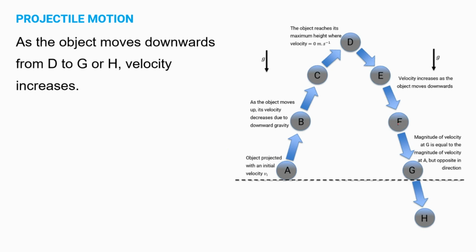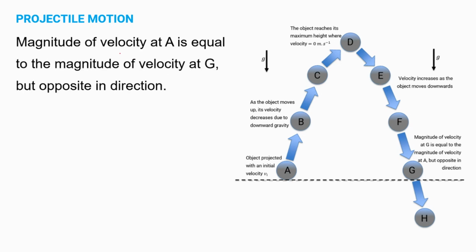So velocity will be increasing, but in what direction? In an opposite direction. The magnitude of velocity at A is equal to the magnitude of velocity at G, but opposite in direction. Let's say if this one is 10 meters per second, at G it is going to be negative 10 meters per second. You see that? So the magnitudes are the same, but different in what? In direction. Same with B and F if they're at the same level. The magnitude will be the same, but different signs, different direction. Same here with C and E.